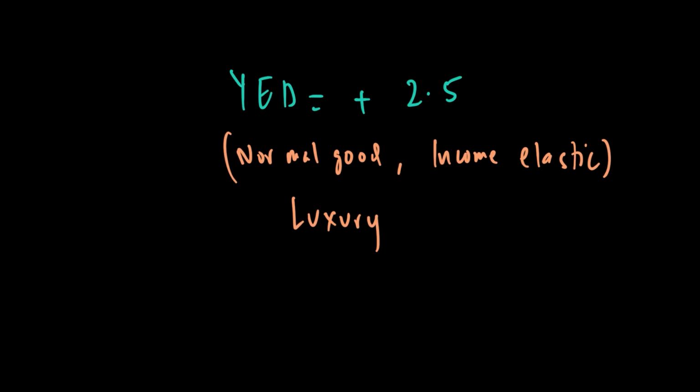So whenever the YD value is positive, but more than one, you're looking at an income elastic good, and a good example of this could be your luxury goods.